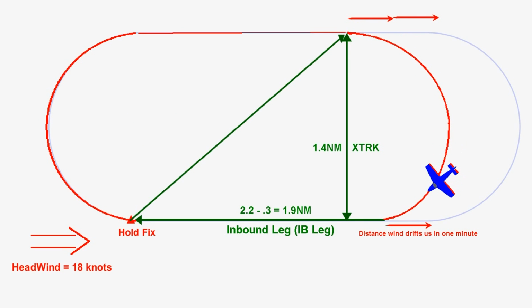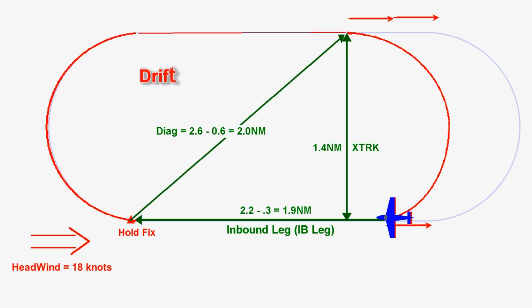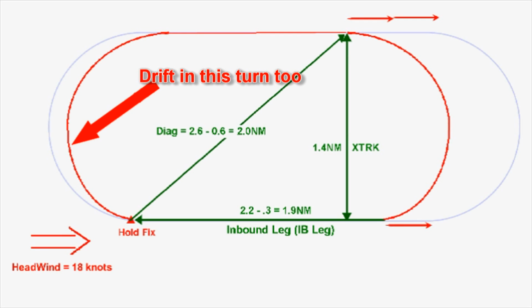But this small error will result in less than a 5-second error and can be corrected second time around the hold by increasing the diagonal if necessary. Now let's give it a try.